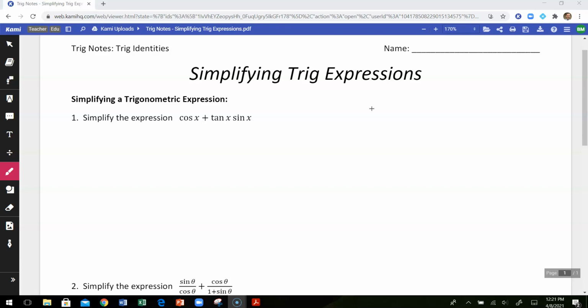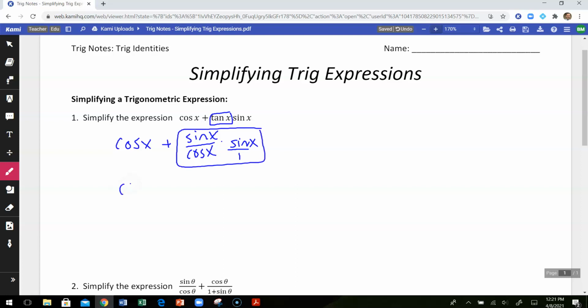So the first thing you want to think about is it's going to be very helpful to change trig functions that are not in the form of sine or cosine into that form. So on this first one, I'm going to change tangent to sine over cosine. The next thing I would do here is I'm multiplying two fractions. To multiply those, I'm just going to multiply the numerators. So sine x times sine x would be sine squared x, and then my denominator would be cosine x.